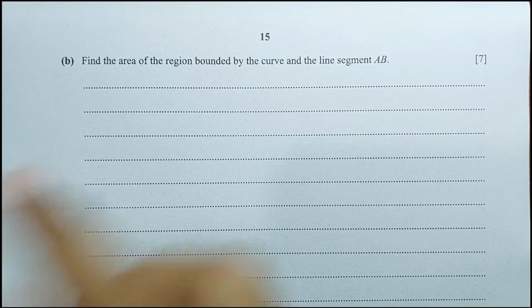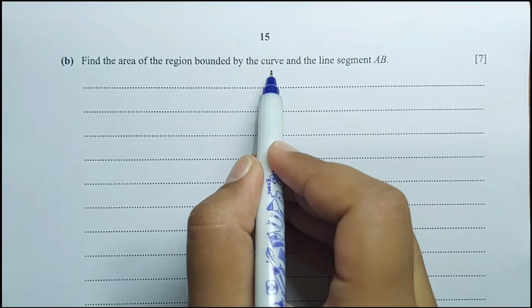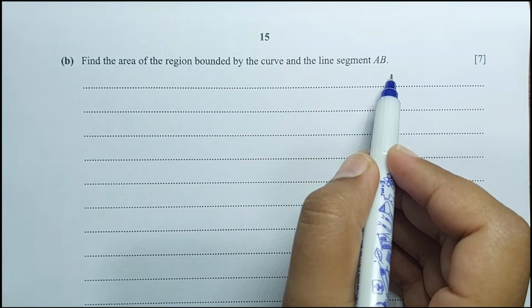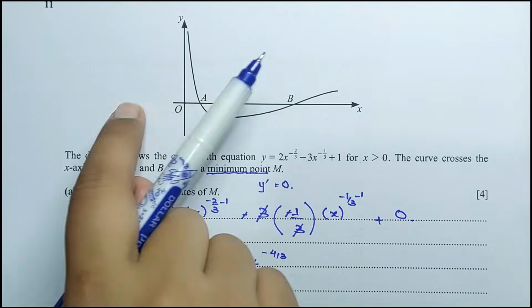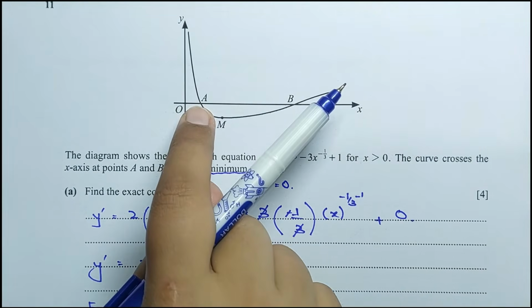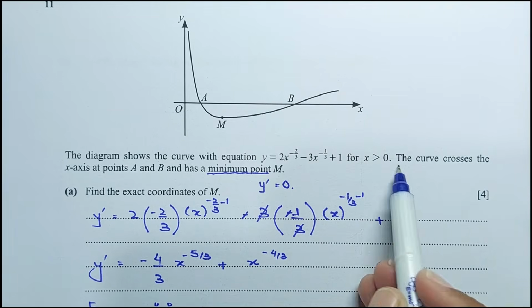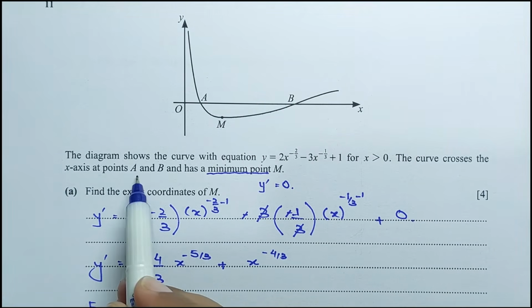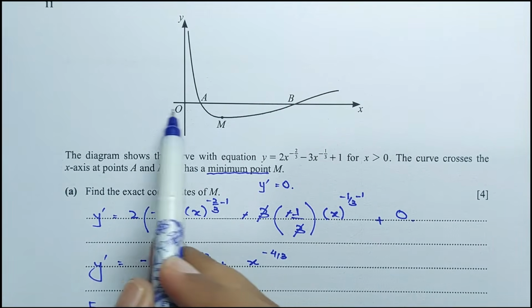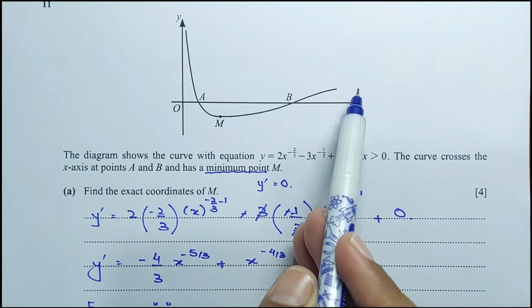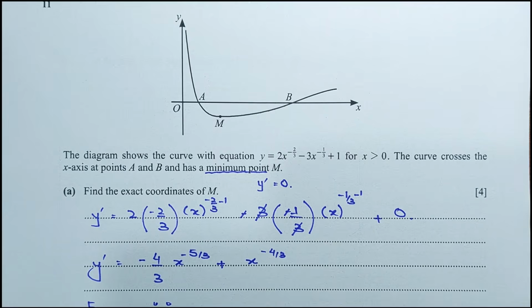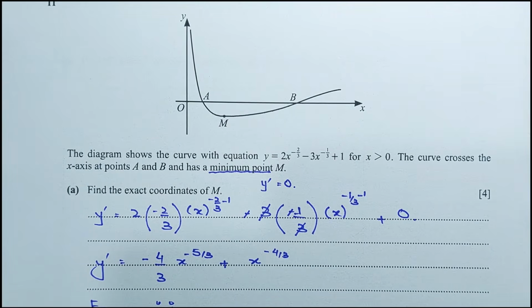Now for part B, find the area of the region bounded by the curve and the line segment AB. Okay, area of a region that is bounded by this curve and the line segment AB. So first we have to find the coordinates of A and B. The curve crossed the x-axis at point A and B. This is a curve, it crossed the x-axis at points A and B, means that when it is crossing the x-axis, the y component of this curve is equals to 0.